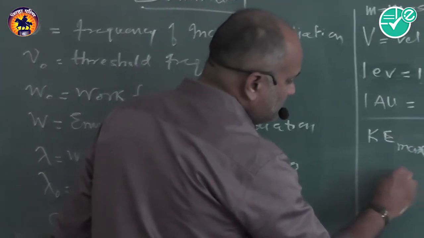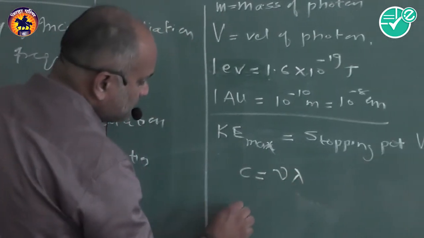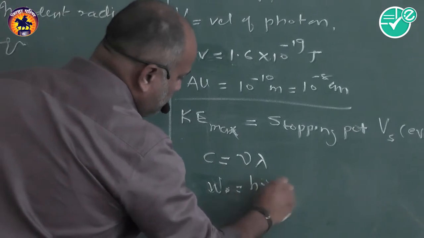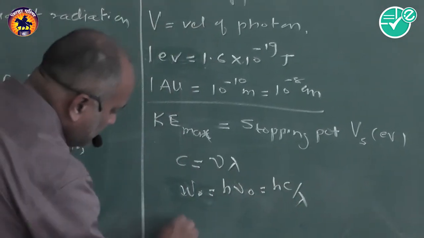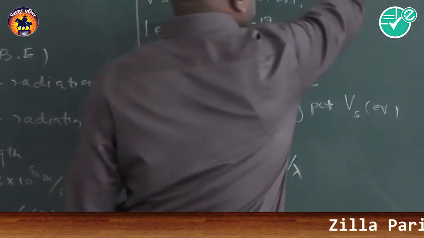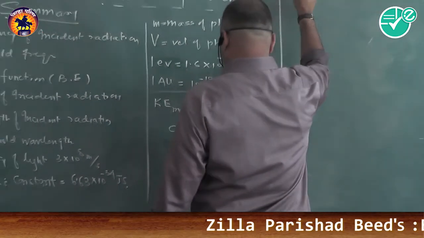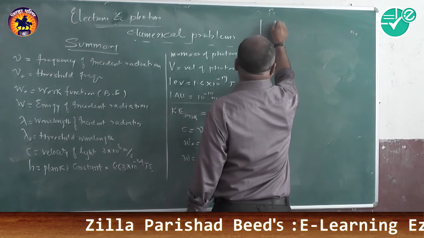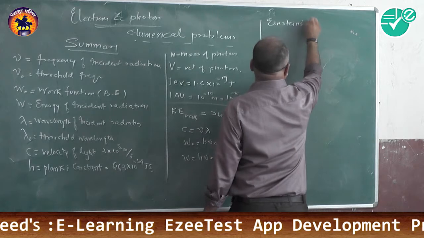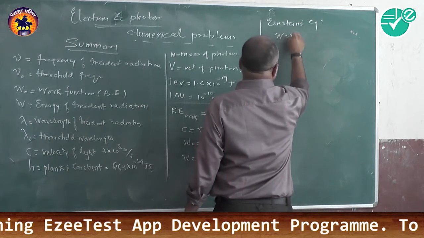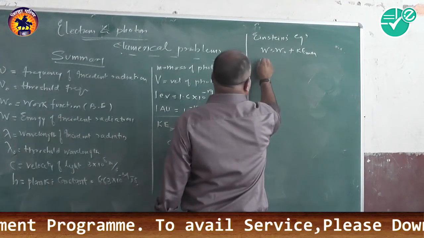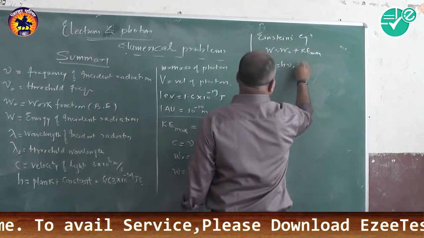Write the formulas. C is equal to nu lambda. W0 is equal to h nu 0 or hc upon lambda. W is equal to h nu or hc upon lambda. Then Einstein's equation: W is equal to W0 plus KE max, or h nu is equal to h nu 0 plus KE max.